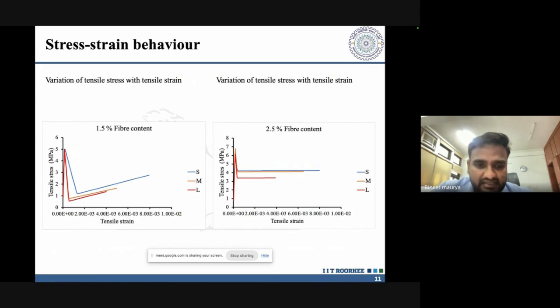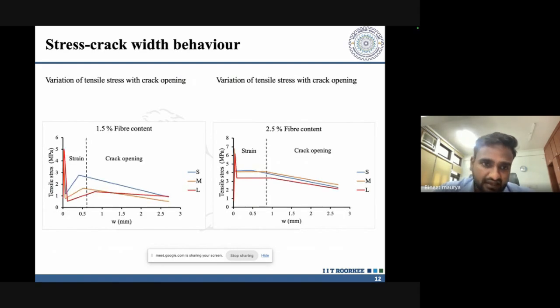So it shows that in the fracture mechanism behavior, the relative fracture process zone length will be more in smaller specimen sizes. This was the stress crack width behavior for both fiber contents, and it clearly shows up to what crack opening we have applied the stress strain approach and the crack opening approach. And the same thing we have seen earlier, the strain limit, or you can say the crack opening limit, will be higher for smaller specimen sizes.